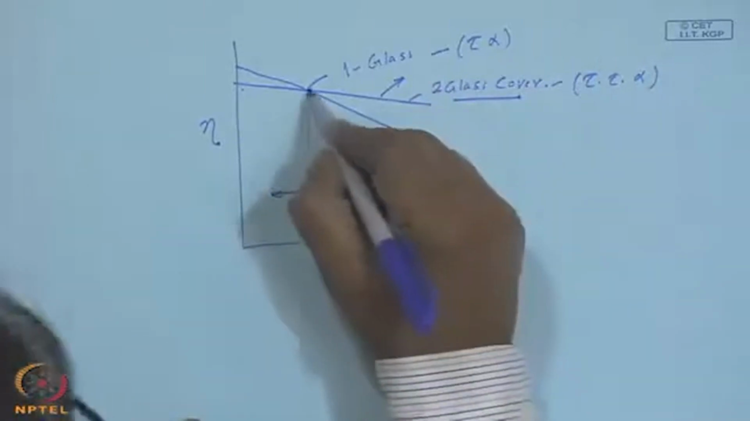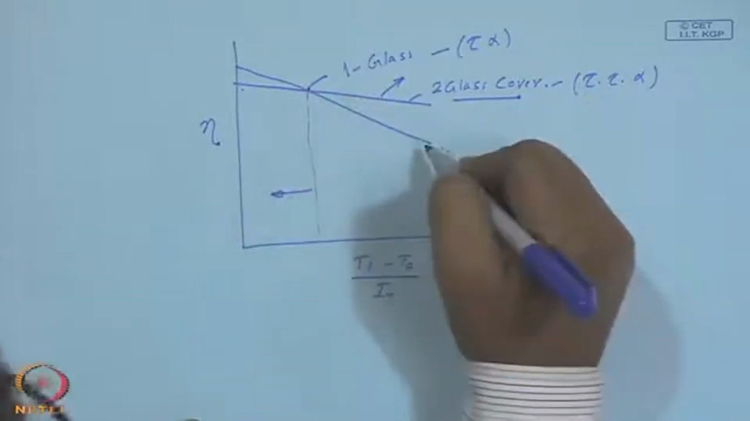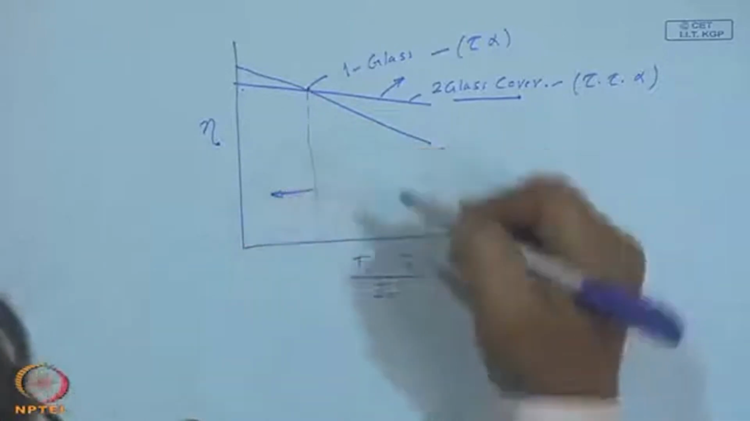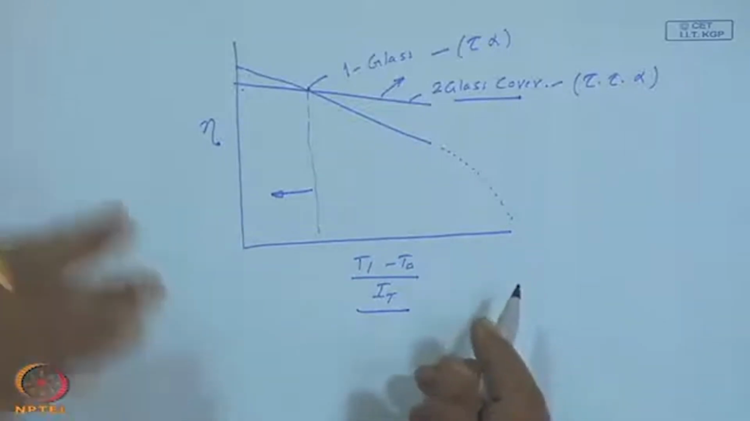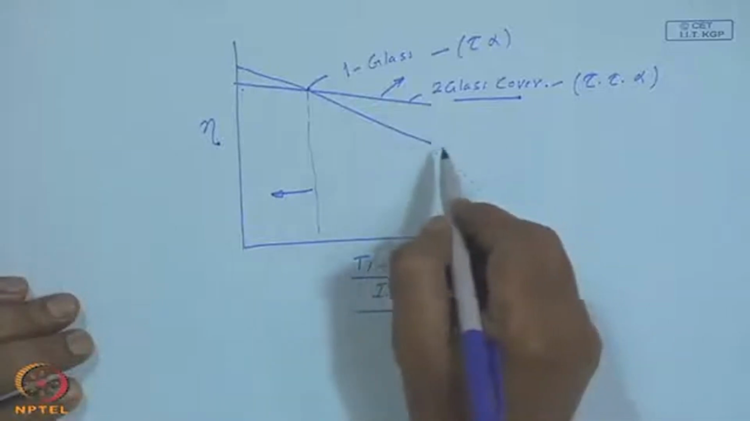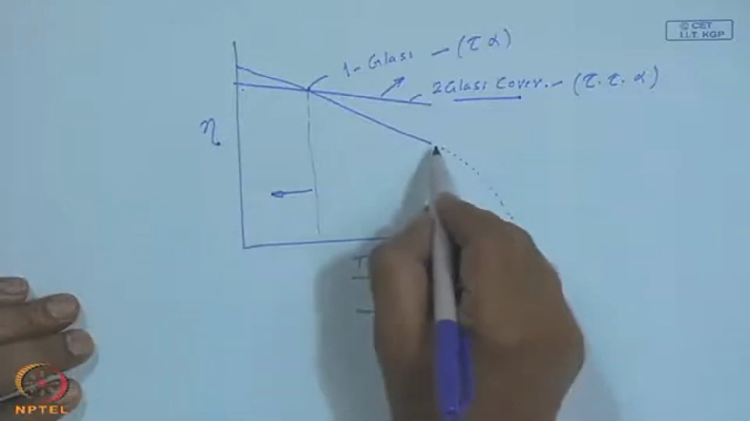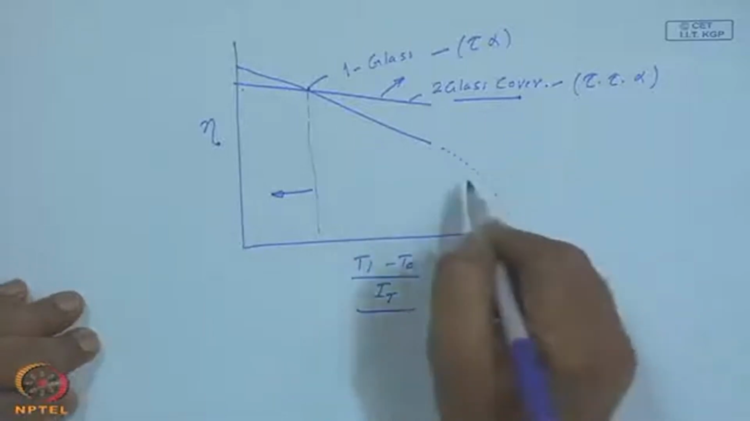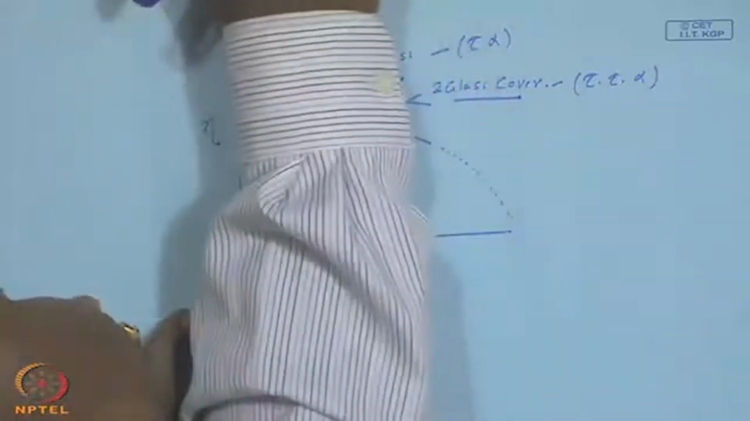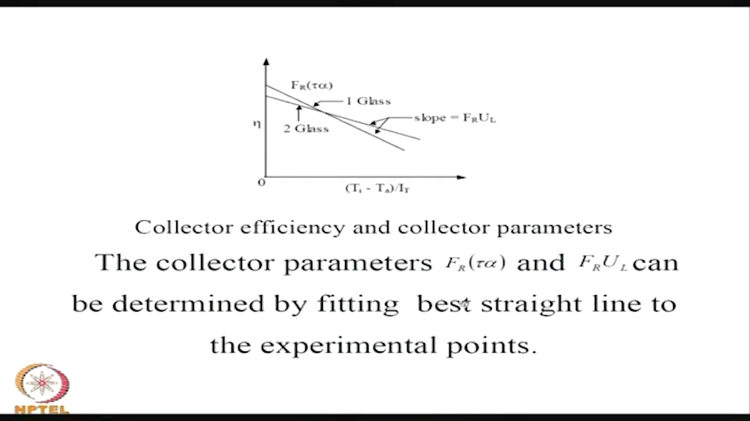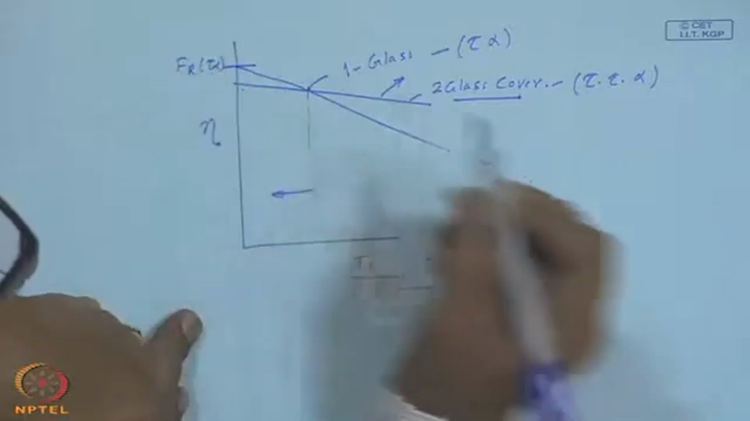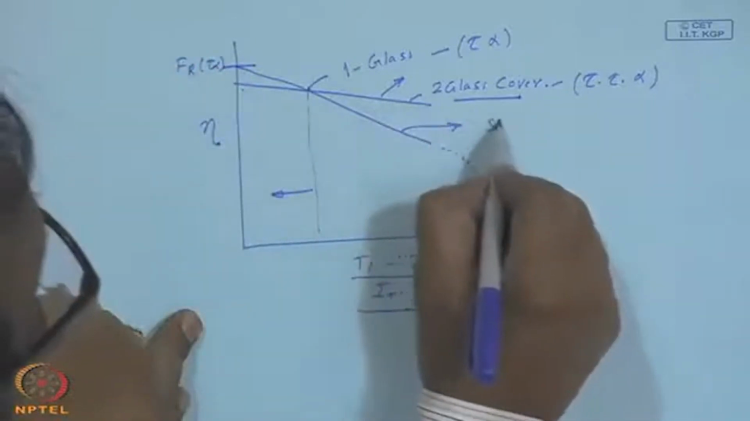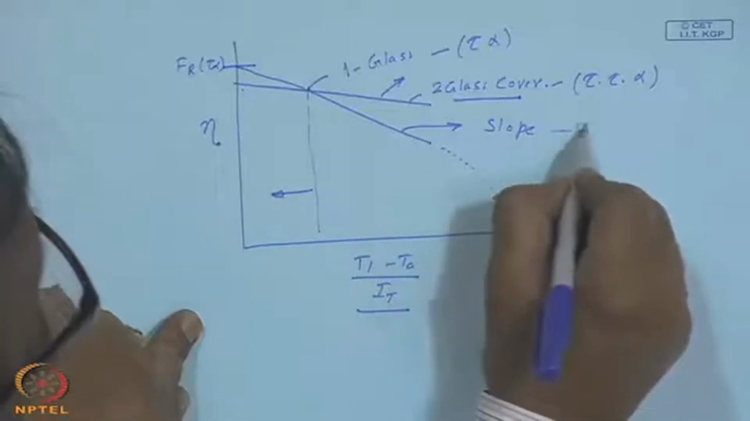So, there is a cutoff temperature between 1 glass cover and 2 glass covers, below which value of the parameter you have a 1 glass cover performing better than a 2 glass cover. So, this is a typical curve, and normally we hope to operate in the range before the U_L variation becomes so large and this line becomes nonlinear. Now, if you look at that equation, this is going to be your F_R tau alpha intercept, and the slope of this will be minus F_R U_L.